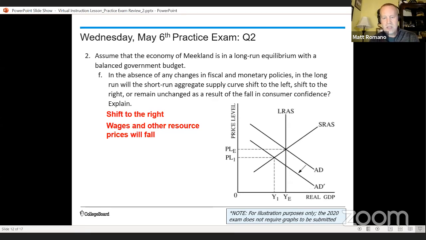Let's make sure we understand what that means. With output operating below full employment, with a recessionary gap, there are idle resources, including labor. Those resource prices are going to fall in the long run, and because of that decrease in resource prices, a decrease in production costs, we anticipate short-run aggregate supply shifting to the right, and that's how we self-correct and get back to full employment output.